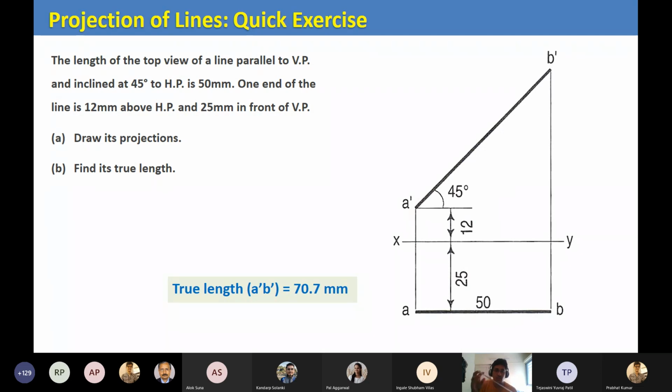When you have a line which is inclined to both the planes, you rotate it and make it parallel to the vertical plane. Once you make it parallel to the vertical plane, you also rotate in another direction and make it parallel to the horizontal plane. That is how you get theta and phi, and both the true lengths are the same.